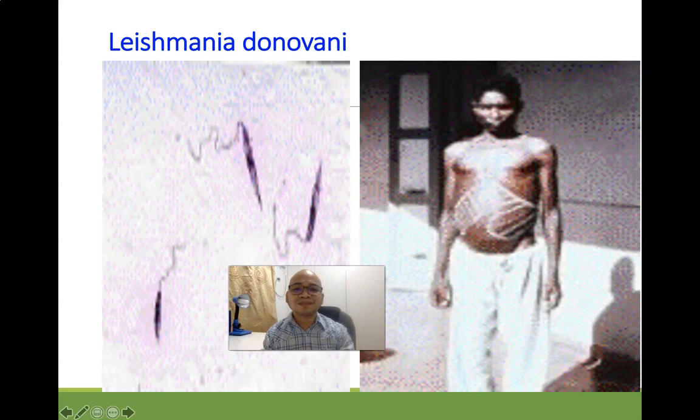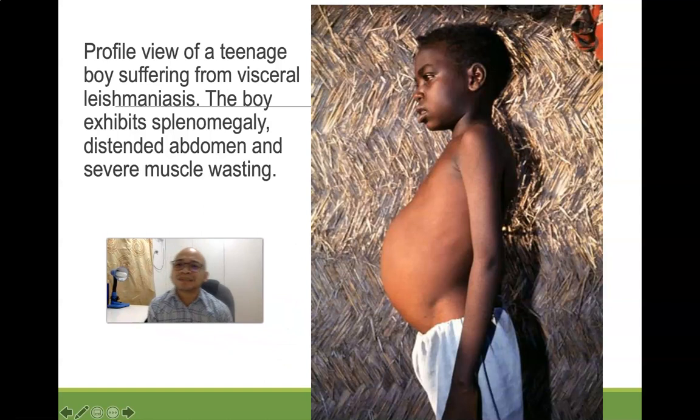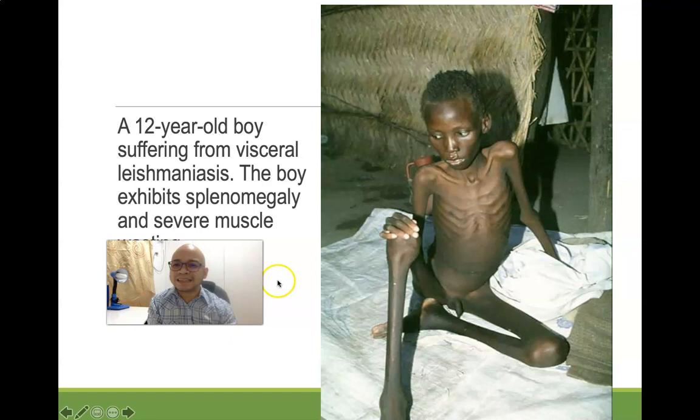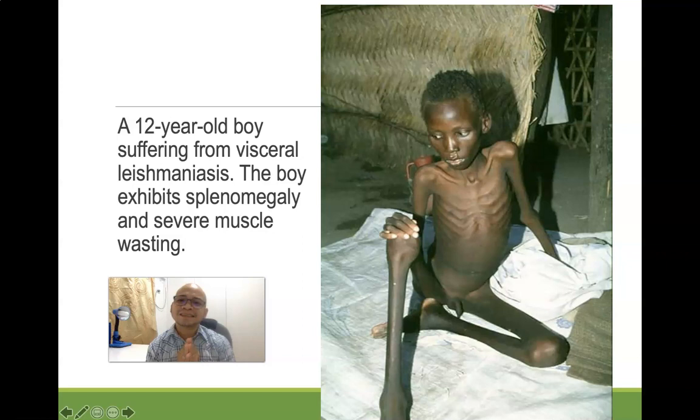Another profile view of a teenage boy suffering from visceral leishmaniasis. You notice that the boy exhibits splenomegaly, the abdomen is distended, and there is severe muscle wasting. Here's another example of a 12-year-old boy suffering from visceral leishmaniasis. The boy again exhibits enlargement of the spleen and severe muscle wasting.